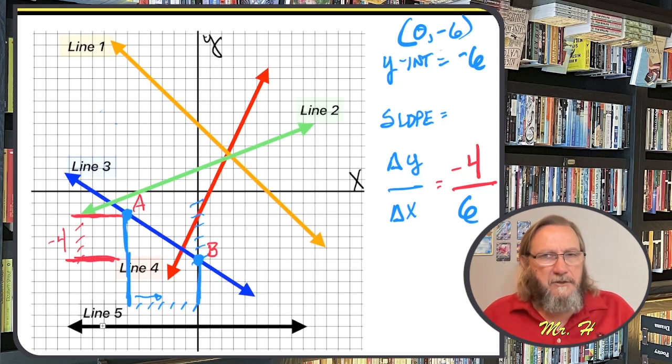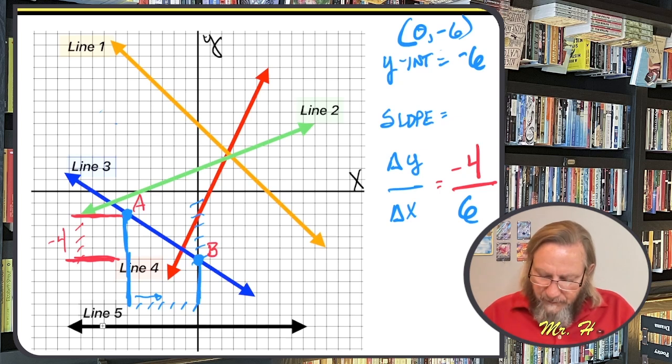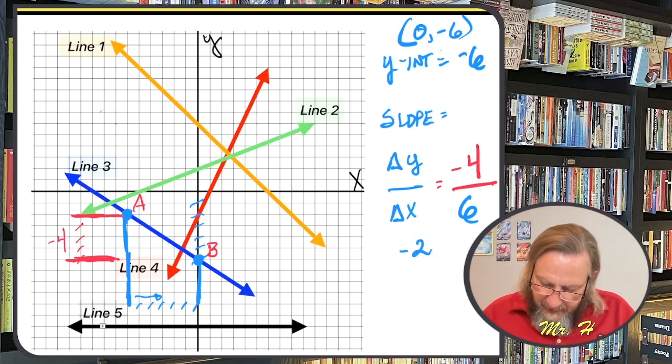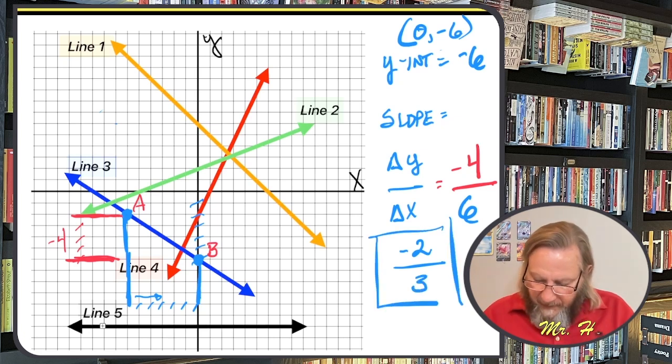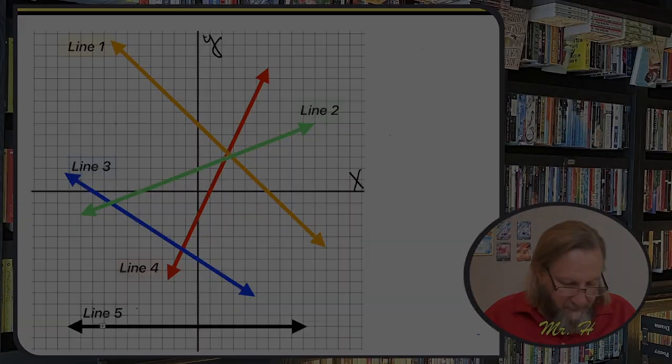Now if I look at that fraction, -4 over 6, that's a pretty decent slope, but it is a fraction that could reduce. You want to make sure that you reduce those fractions. Both the -4 and the 6 have a common factor of 2. So if I divide the -4 by 2, I'm going to get -2. And 6 divided by 2 is obviously 3. So this would be my final answer of the slope of line 3.